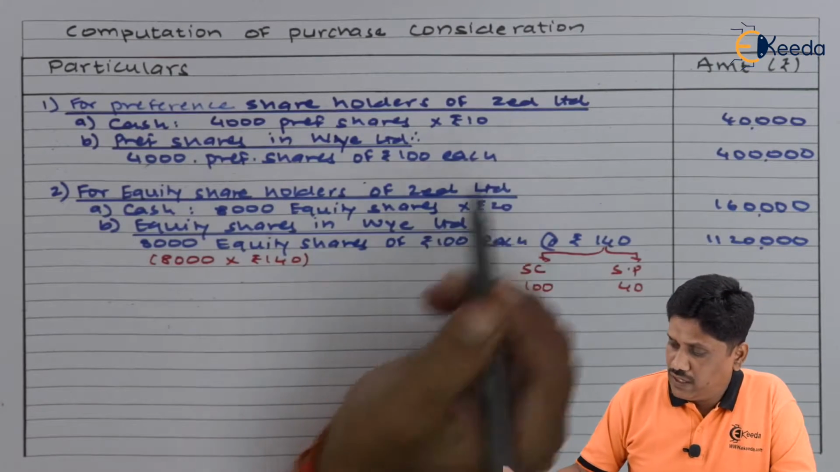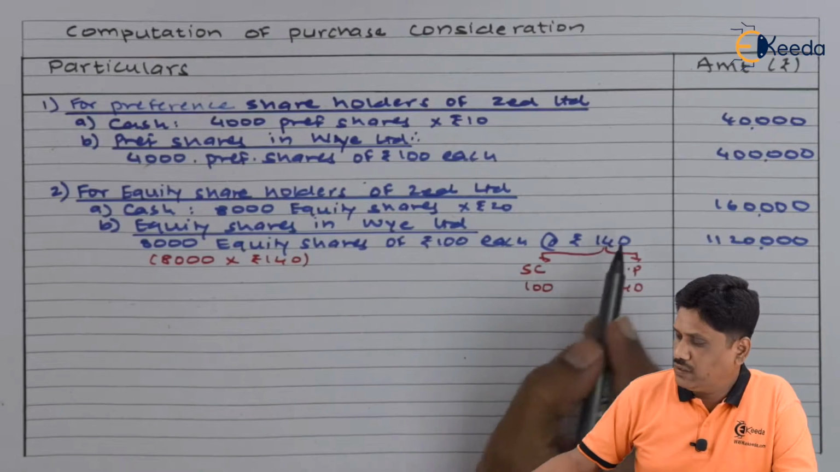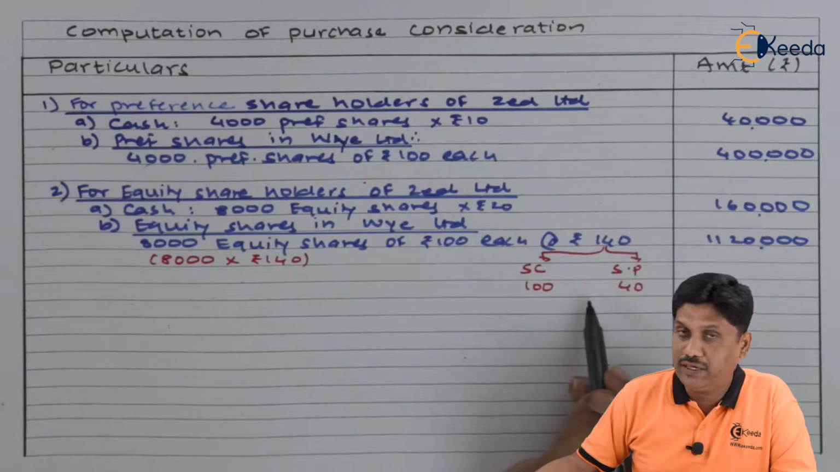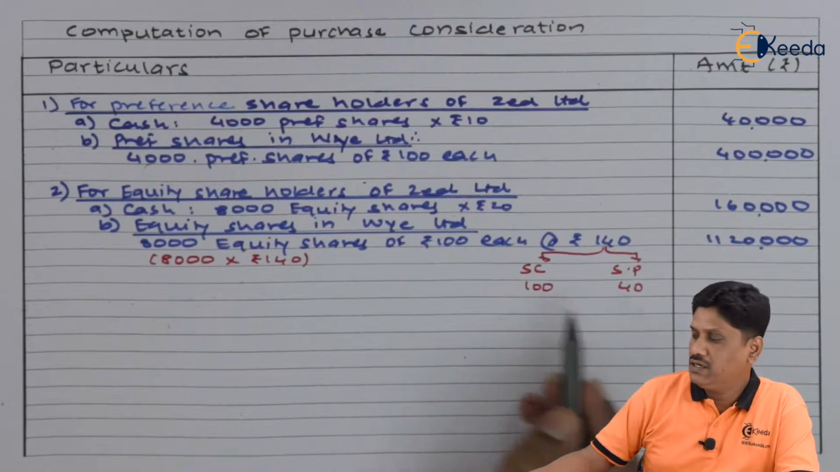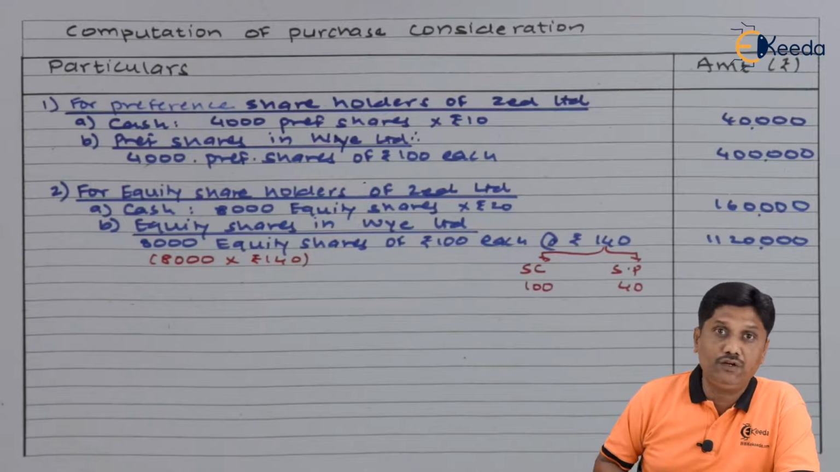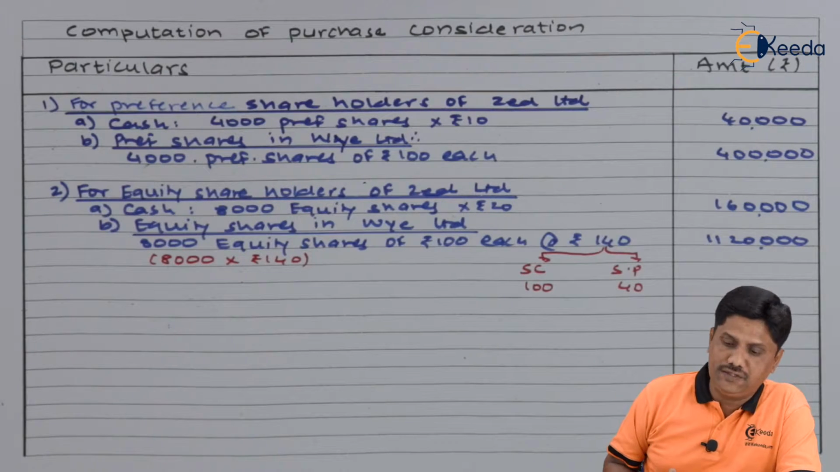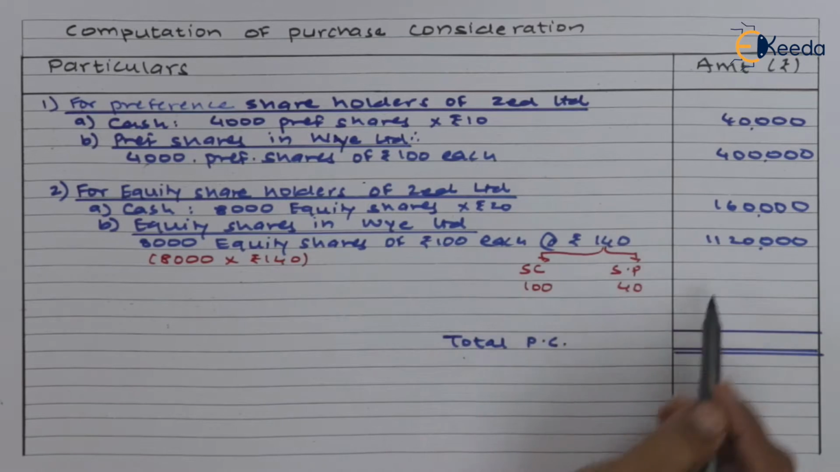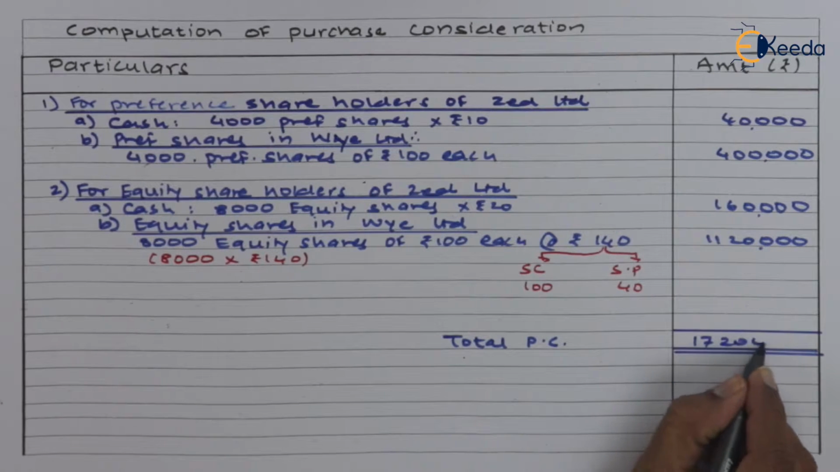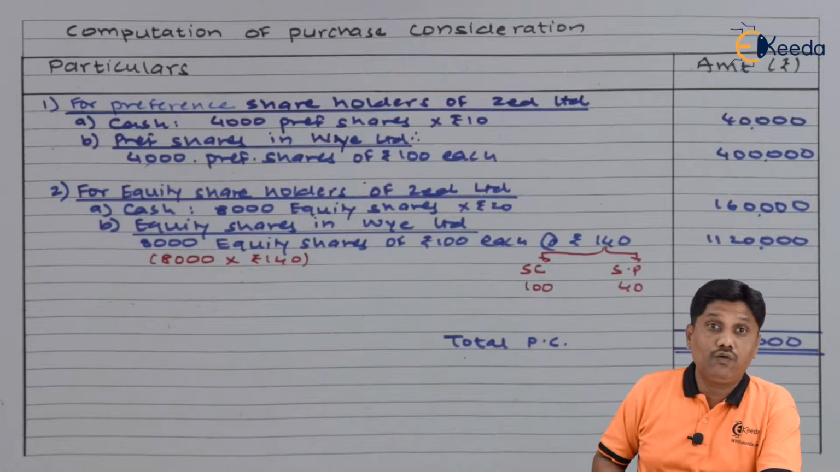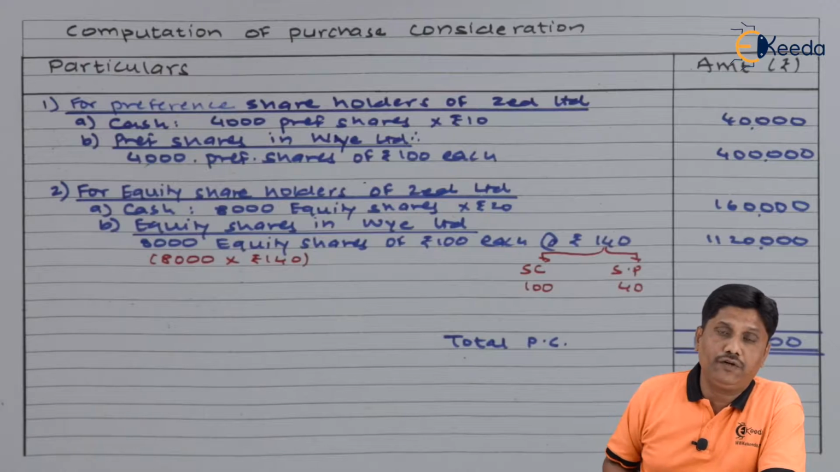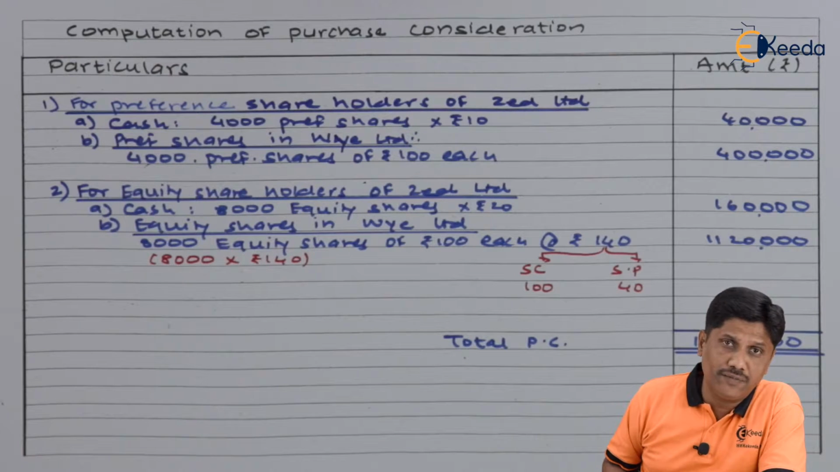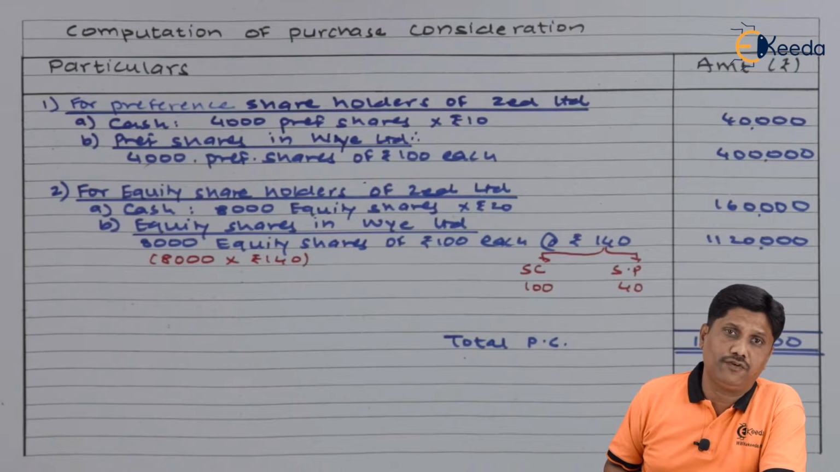As Z Limited is receiving the PC, for them what is important is 140. They will not see the breakup. But Y Limited is issuing, so while recording their entry, they will say capital amount is 100, but premium is 40. In this way, they will do the accounting. Let us take the total of PC now. So your total PC we have to calculate now. This is how we have calculated the PC, which is 17,20,000. We need to record entries to close the books of the vendor firm, that is books of Z Limited. Let us pass journal entries for that.